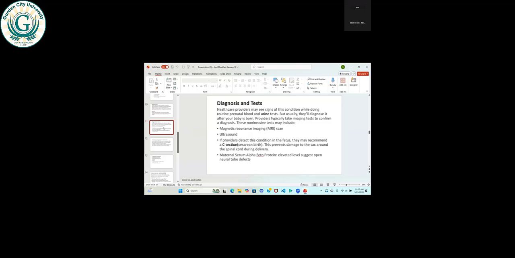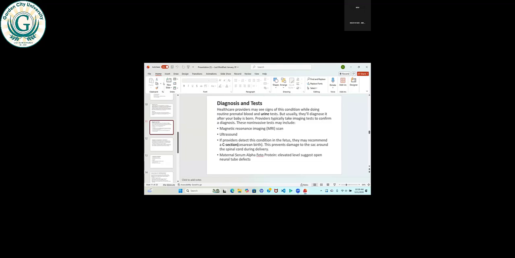My name is Abigail Amwatin, and I'll be taking us through the diagnosis and tests. The healthcare provider may see signs of this condition while doing routine prenatal blood and urine tests, but usually they will diagnose it after your baby is born. Providers typically take imaging tests to confirm a diagnosis.